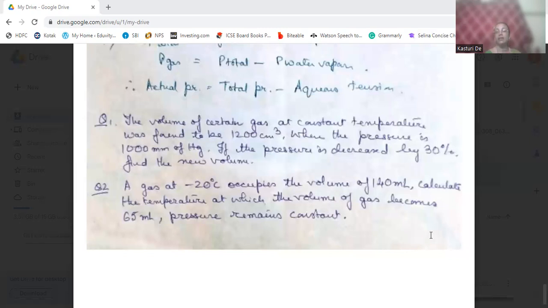The second question is, a gas at minus 20 degrees centigrade occupies a volume of 140 ml. Calculate the temperature at which the volume of the gas becomes 65 ml. Pressure remains constant.